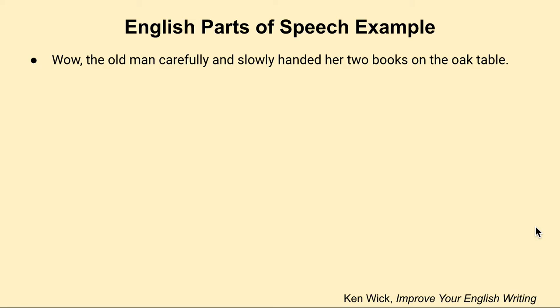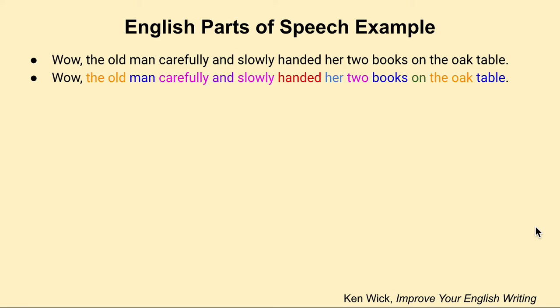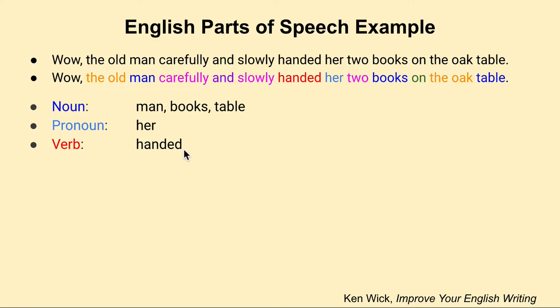Great, hopefully you paused. Here are the answers. So I've now color-coded them. I've gone through and color-coded them to the answers. That way it makes it easier. So nouns in blue, there's 3 of them: man, books, and table. So they're in blue. Pronoun, there's 1 pronoun, her, right here. It's in sort of a light blue. A verb, handed, 1 verb, it's in red.